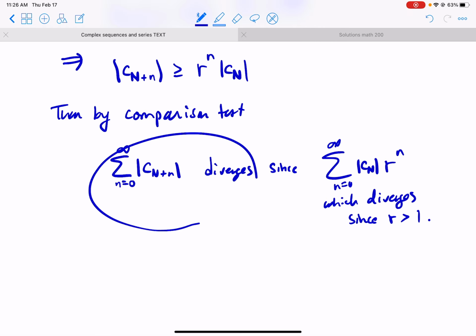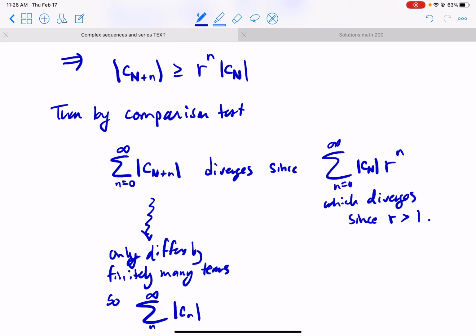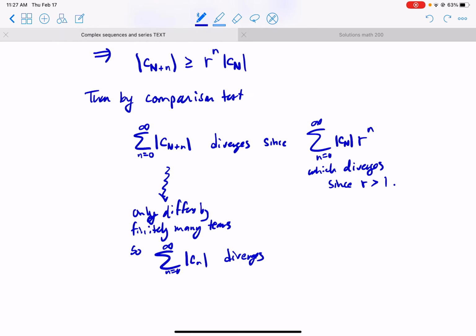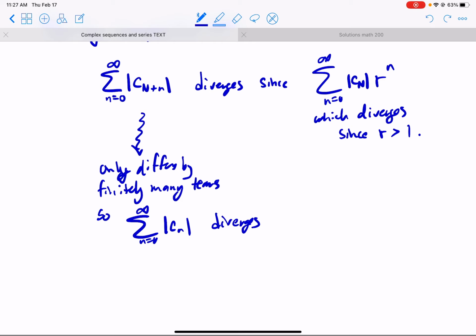Okay, but then this sequence diverges, but this only differs by finitely many terms. So this original sequence diverges. Because this one only has a few extra terms, finitely many, but already this one diverges. So if you add some more numbers, it's not going to make it converge, it's going to diverge again. Okay, and great.